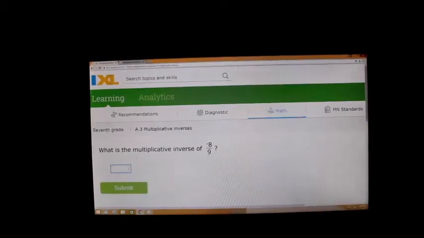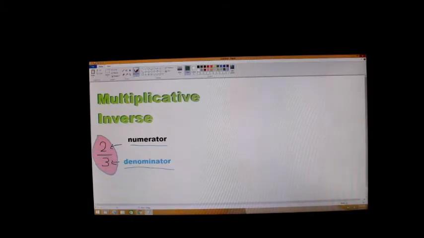What is the multiplicative inverse of negative 8 over 9? The question is asking us the multiplicative inverse of negative 8 over 9. All we have to do is switch these two numbers. Therefore, 9 goes on the top and negative 8 goes on the bottom. That's our answer.